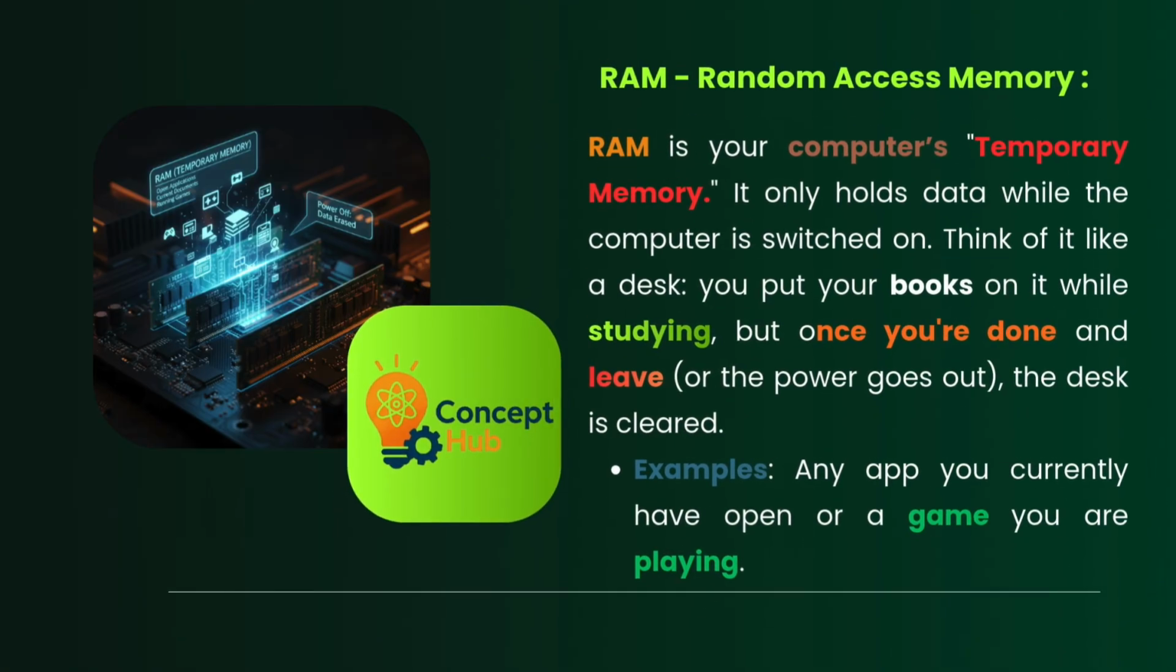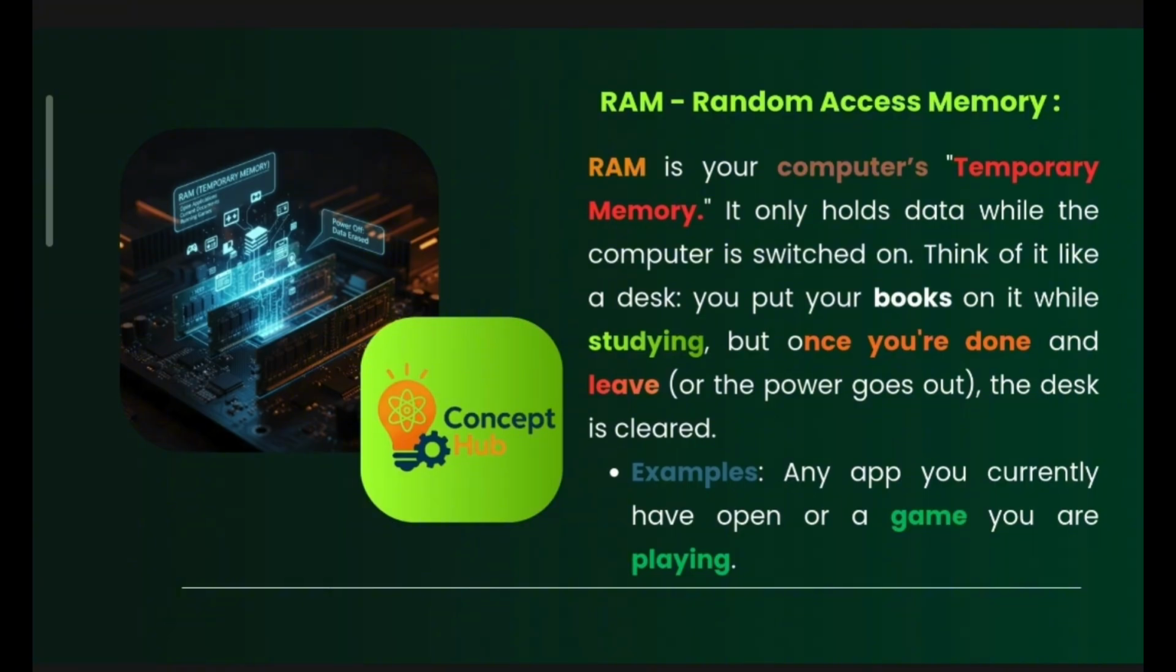7. RAM, Random Access Memory, the workspace. RAM is your computer's temporary memory. It only holds data while the computer is switched on. Think of it like a desk. You put your books on it while studying, but once you're done and leave, or the power goes out, the desk is cleared. Examples: any app you currently have open or a game you are playing.